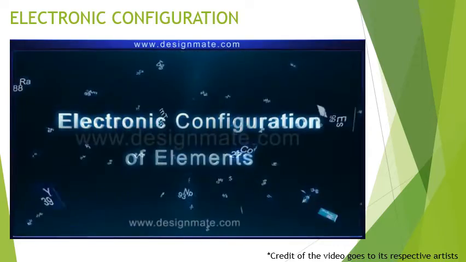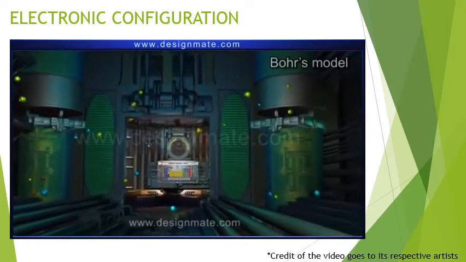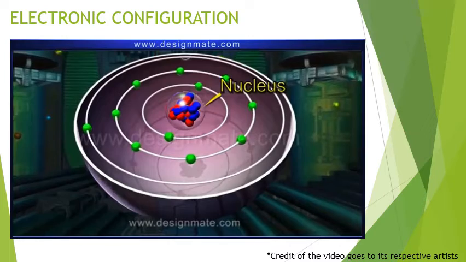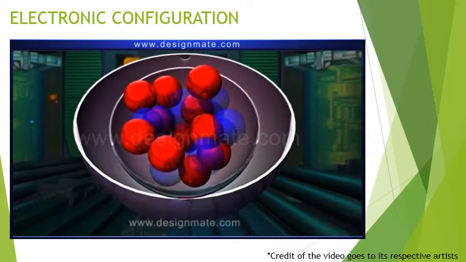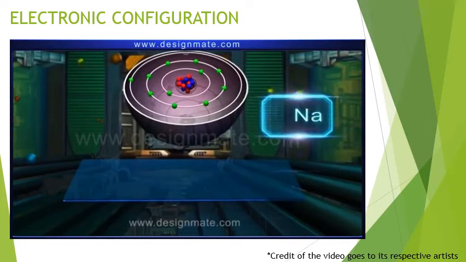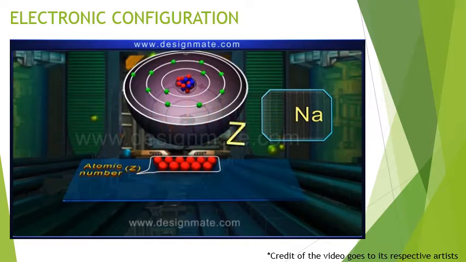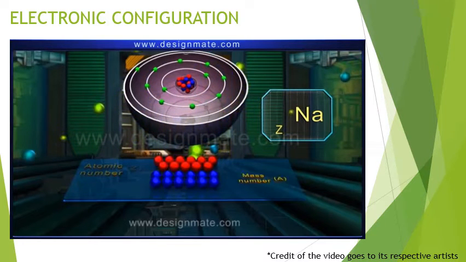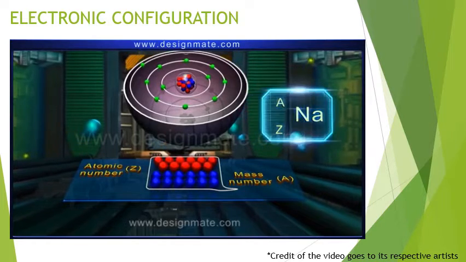Electronic configuration of elements. According to the Bohr's model, an atom consists of a central part called the nucleus, which contains positively charged protons and electrically neutral neutrons. The number of protons in an atom is called its atomic number and is represented by Z, while the sum of its protons and neutrons is called its mass number, which is represented by A.